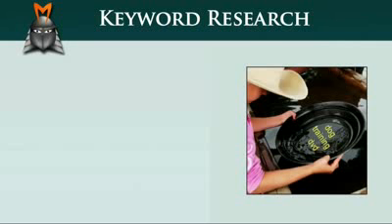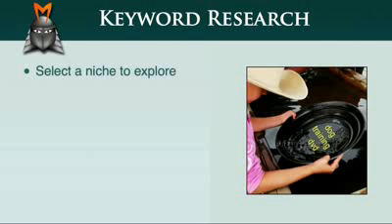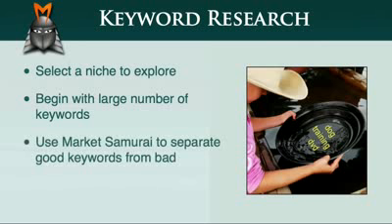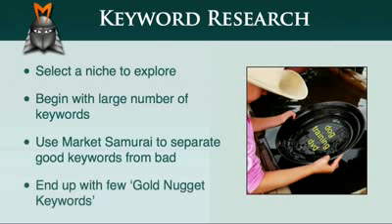The process of keyword research is very similar. You begin by selecting a niche to explore, which is the equivalent of choosing a river to prospect. You then generate a large number of keywords relating to your niche, which is like scooping up a collection of rocks, dirt and sand. Then you can use a tool such as Market Samurai to filter out the good keywords from the bad. At the end of this process, you'll hopefully be left with a few gold nugget keywords.